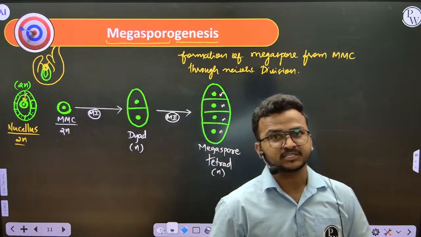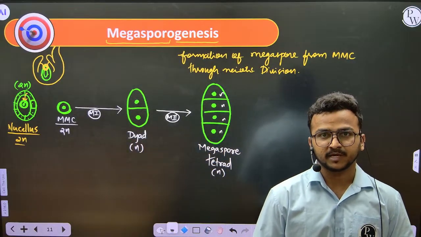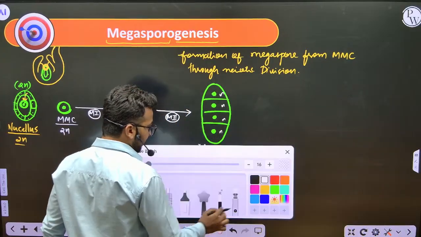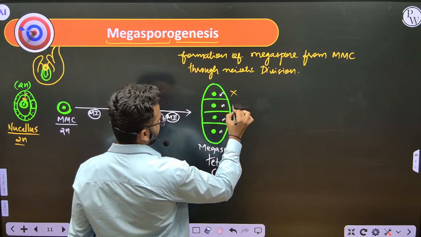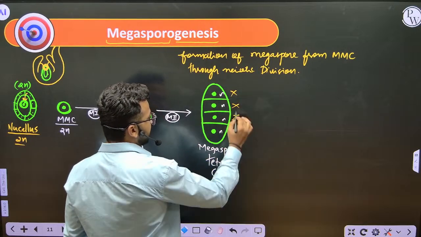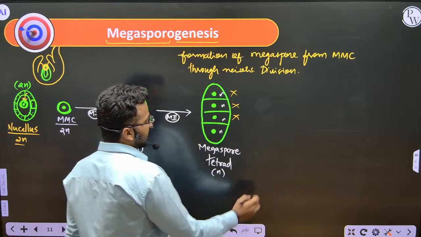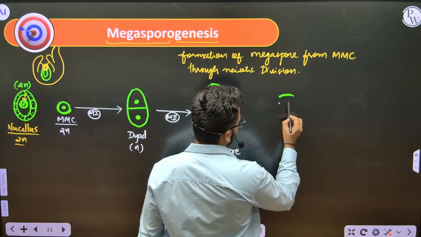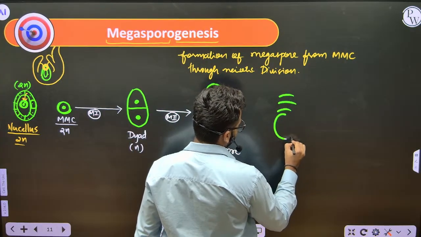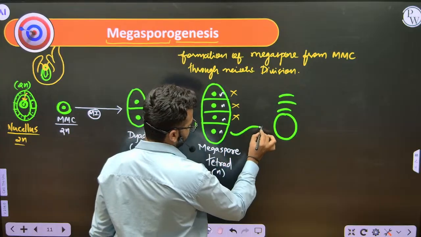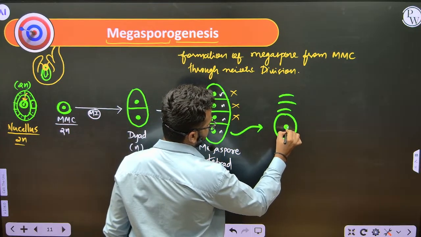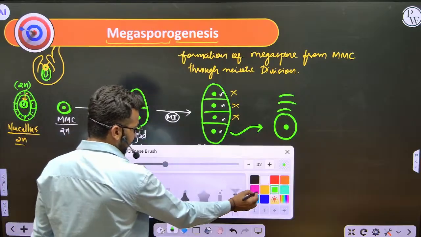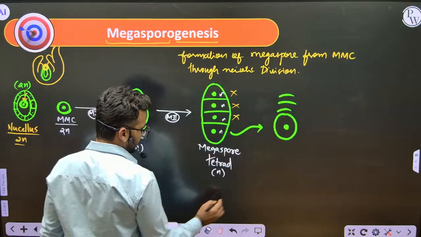Do you know what happens in this case? In most angiosperms, angiosperms being flowering plants, these three will degenerate. After degeneration, only one cell is left. This one we call the functional megaspore.